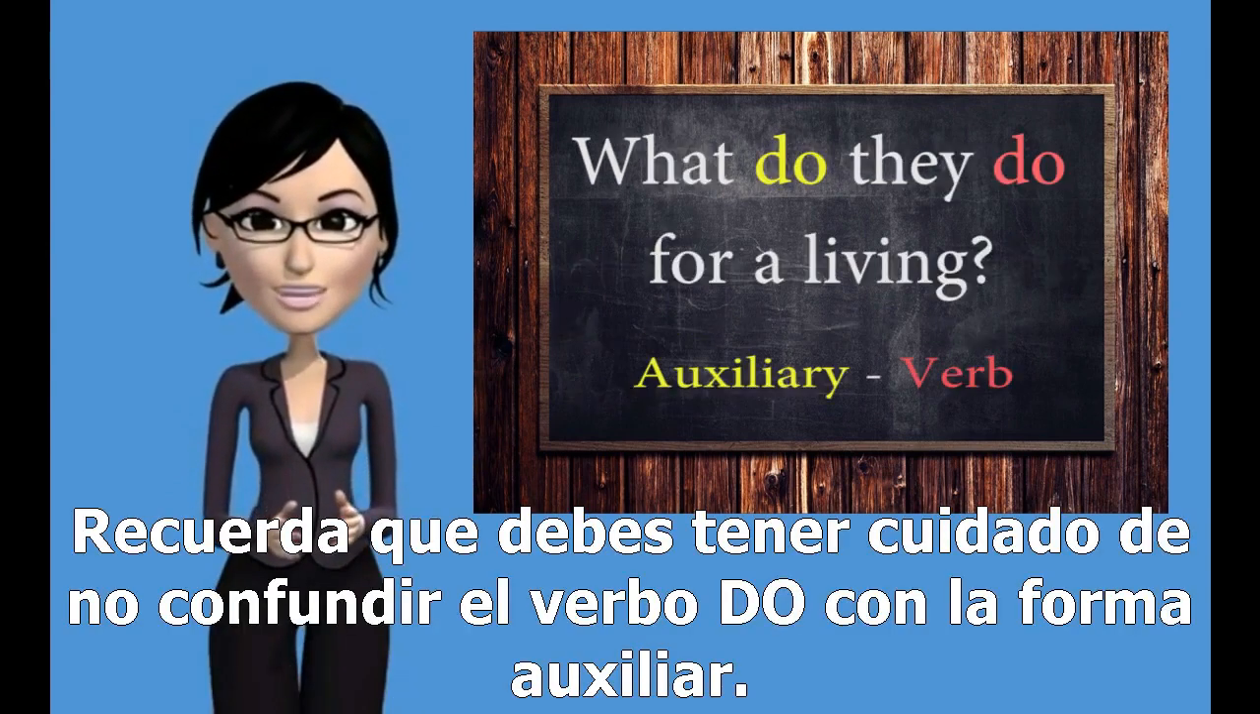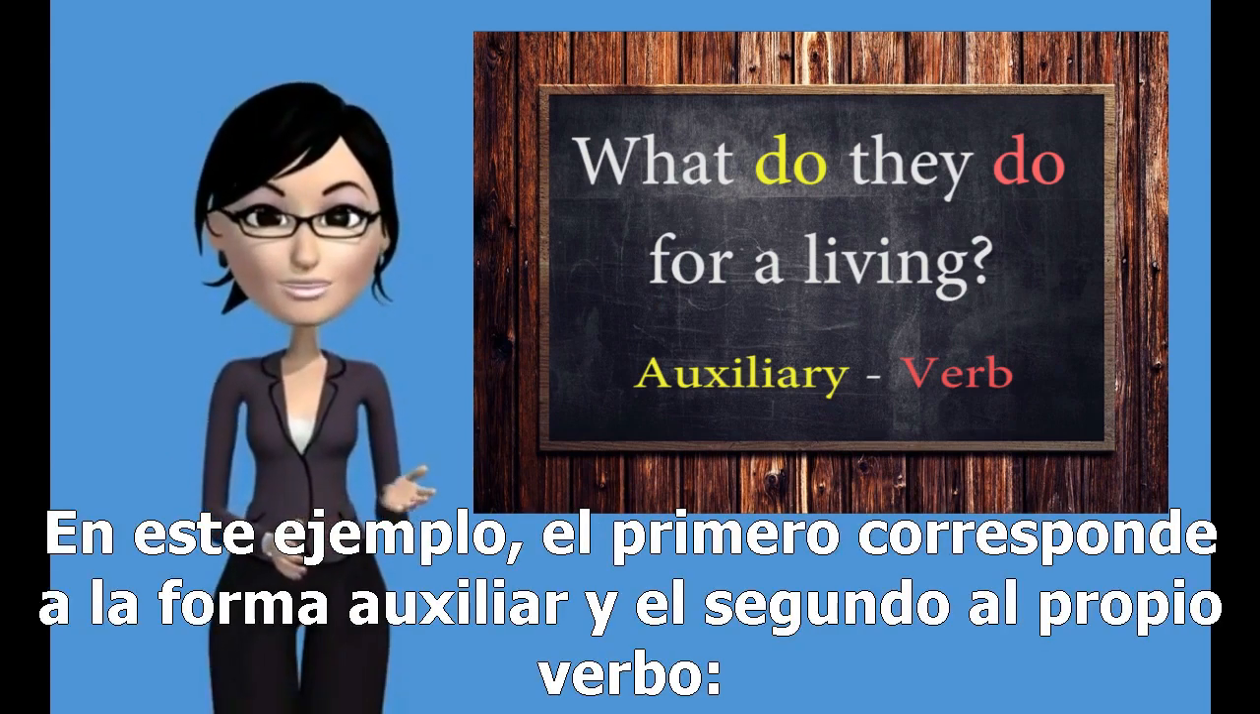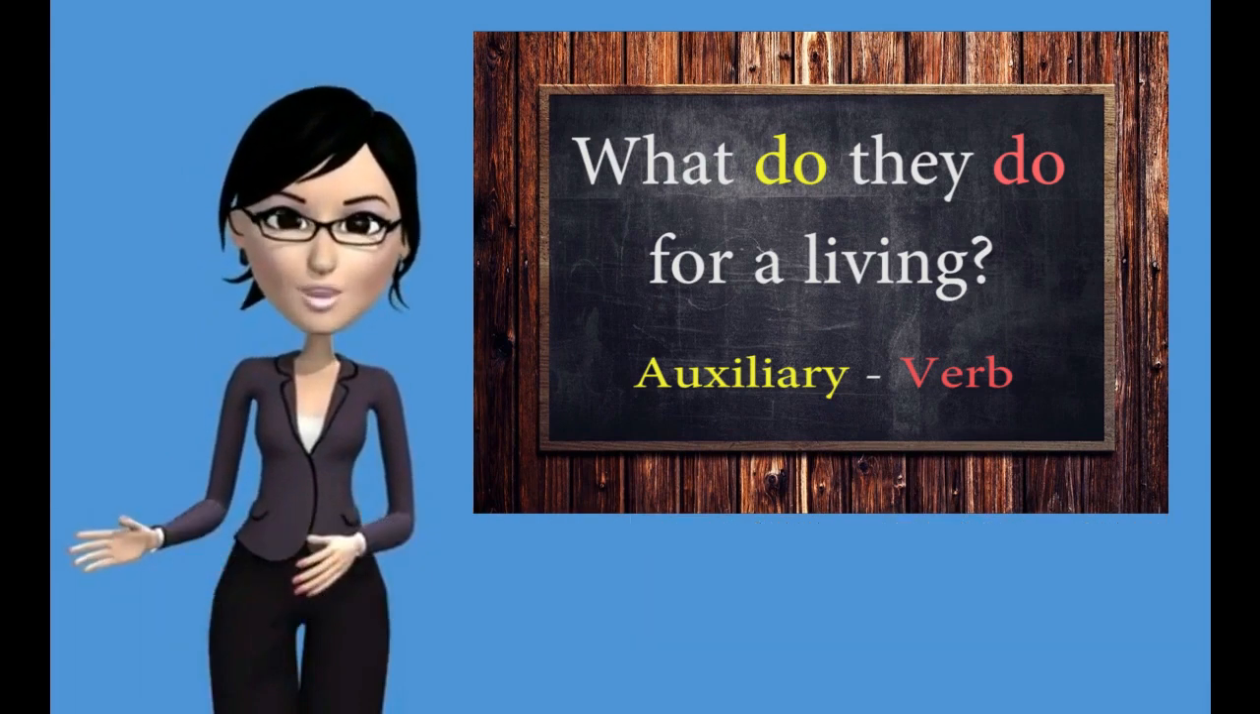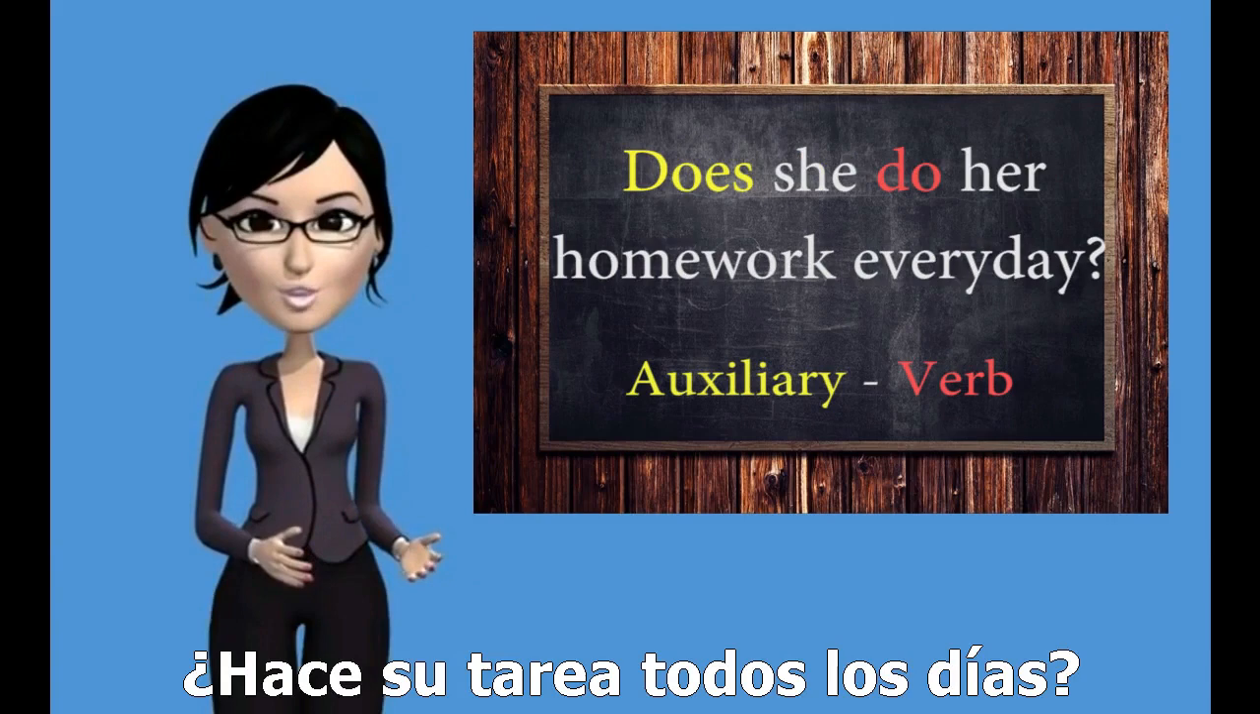Remember that you have to be careful not to confuse the verb do with the auxiliary form. In this example, the first one corresponds to the auxiliary form and the second to the verb itself. What do they do for a living? Does she do her homework every day?